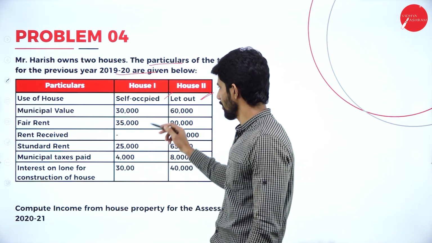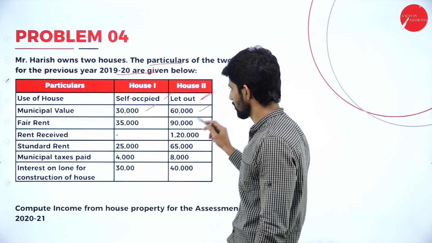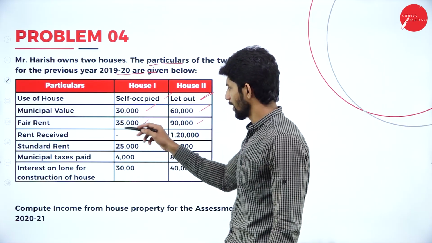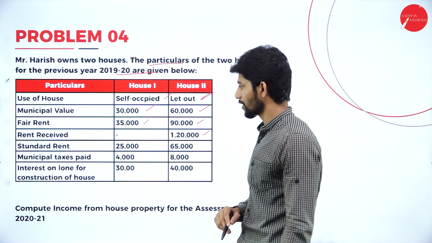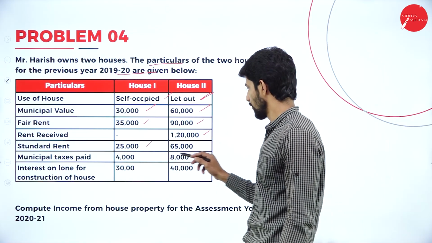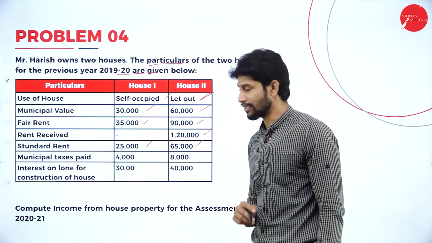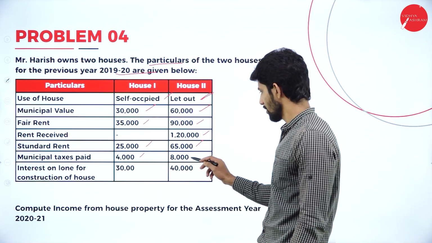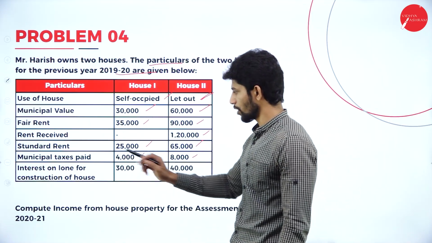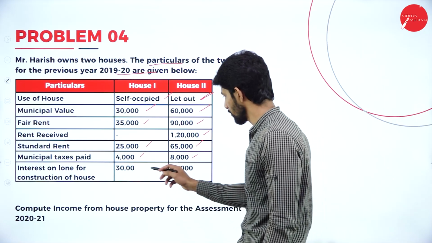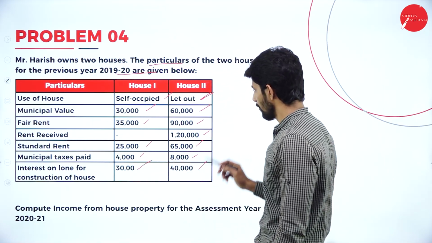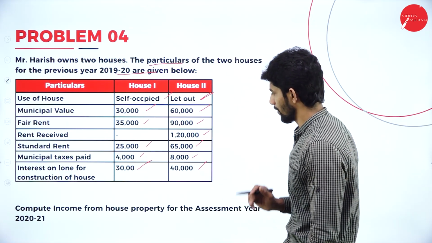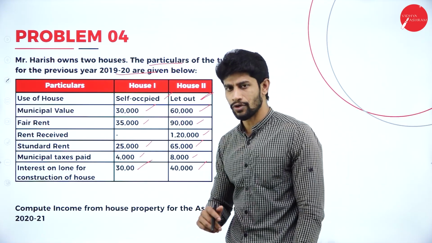Next, municipal valuation, how much? 30,000, 60,000. Fair rent is given 35,000, 90,000. Rent received is how much? 1,20,000. Standard rent 25,000, 65,000. And here municipal taxes paid 4,000, 8,000. Interest on loan for construction of house 3,000 and 40,000. Compute income from house property.